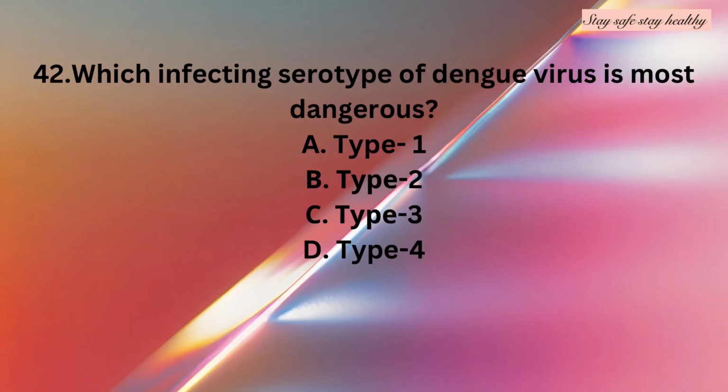Which infecting serotype of dengue virus is most dangerous? A. Type 1, B. Type 2, C. Type 3, D. Type 4. Have you guessed the answer? Yes, it is B. Type 2. Dengue virus serotype 2 is considered the most virulent of the 4 dengue virus serotypes.